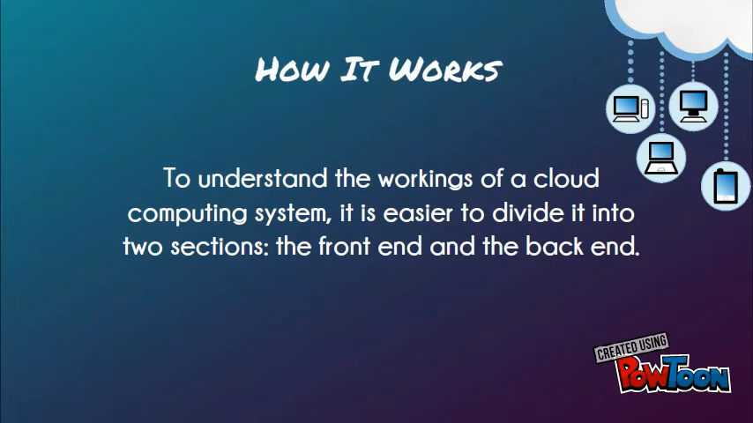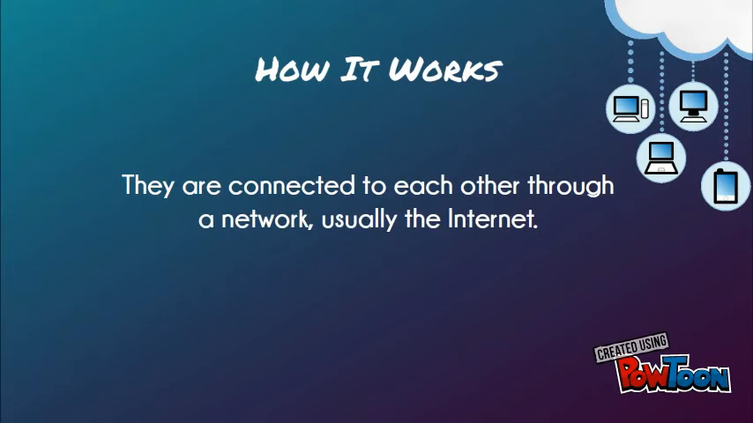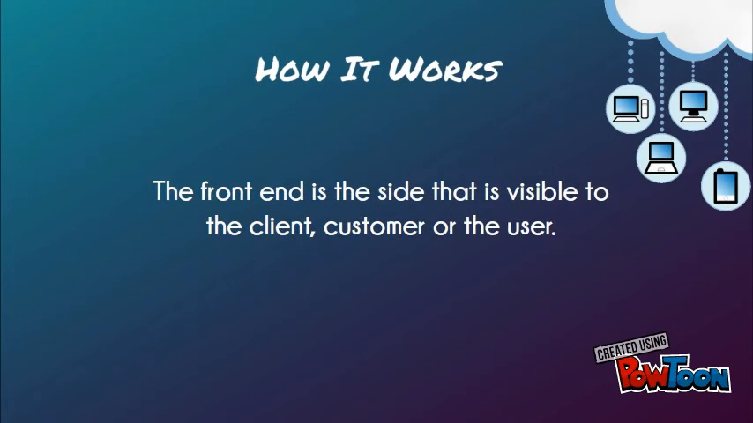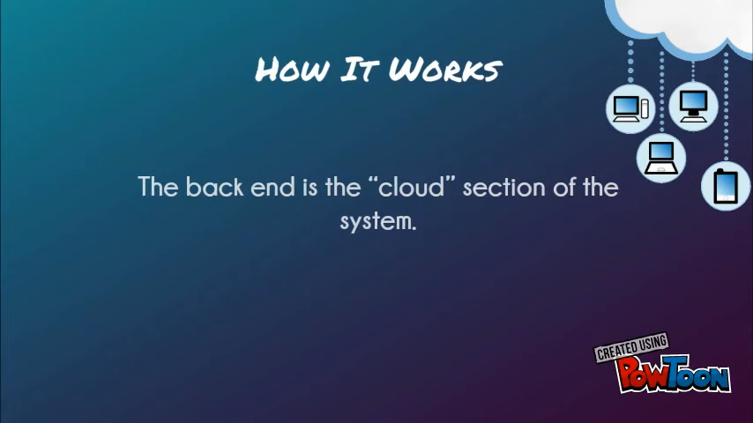How it works. To understand the workings of a cloud computing system, it is easier to divide it into two sections, the front end and the back end. They are connected to each other through a network, usually the internet. The front end is the side that is visible to the client, customer, or user, while the back end is the cloud section of the system.